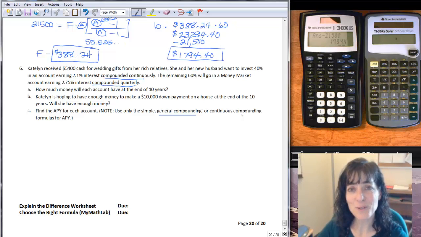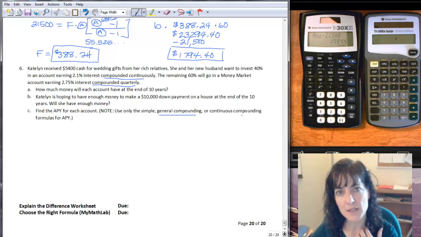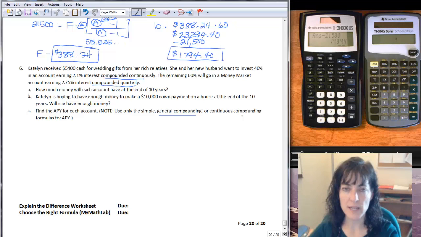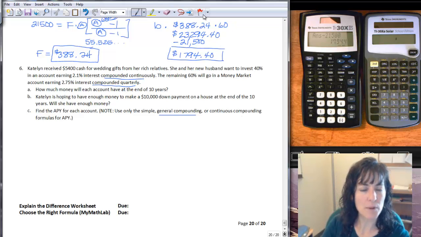But a big note to you: if you need to find the APY and the formula you're using for the problem is the installment loan formula, for example, you don't use the installment loan formula to find the APY, you use the general compounding formula. The same thing if your problem needs the annuities formula, you will use the general compounding formula to find the APY. Okay, so let's take a look at this problem.